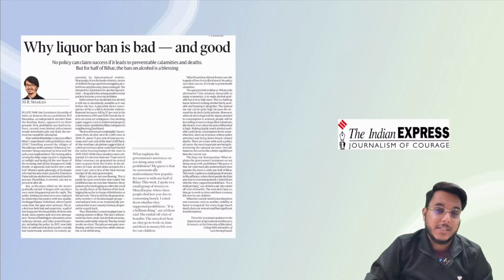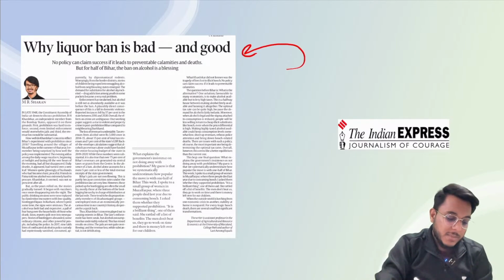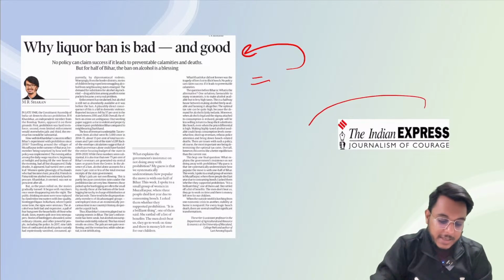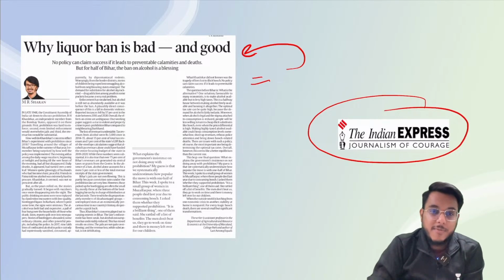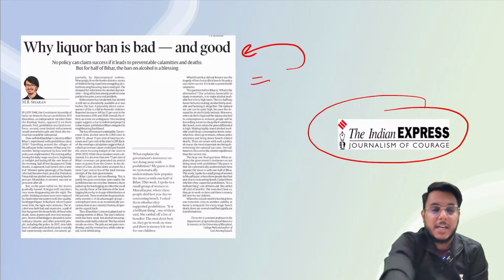Now, moving to the next article, why liquor ban is bad and good. This article is taken from the Indian Express, and we are going to see it with respect to GS paper number 2, government policies and their implications on vulnerable sections of society. Okay. Now, basically, guys, what has happened?